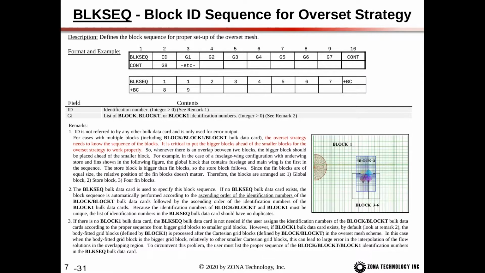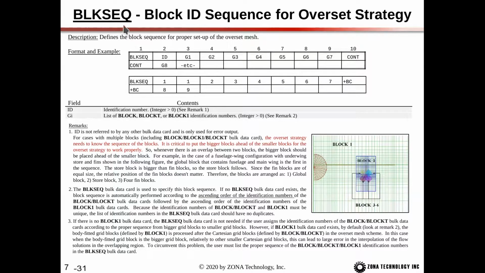Next we have the block sequence, which lists out the ID numbers of the blocks for the overset strategy. So in this example, our block number 1 is our main block that contains the body and the wing. Block 2 contains the pylon and store, and then blocks 3 through 6 contain the fins of the store. So the block 1 is the main block. That's the largest block. That should be listed first in the block sequence, because the blocks listed first are the large blocks. The blocks listed last are the smaller blocks.